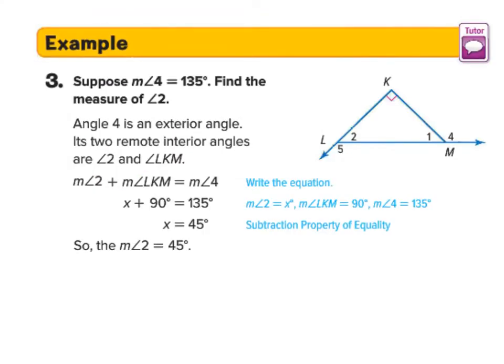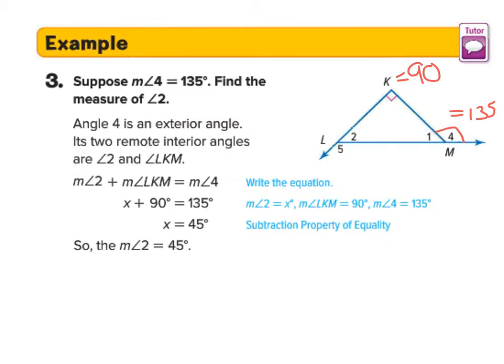Example 3. Suppose the measure of angle 4 equals 135. So here's angle 4, and it equals 135. Okay, so we have that so far. Over here is 135. And we know that this equals the two interior angles, this angle and this angle. And we already know what this angle is, right? It's a right angle, which equals 90.